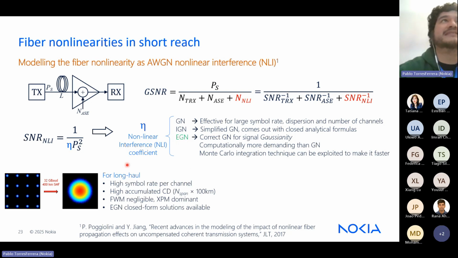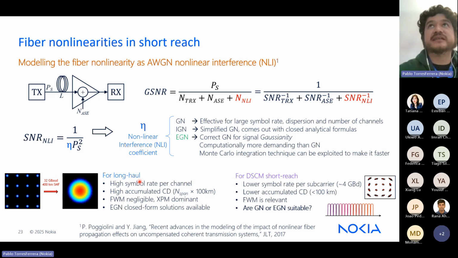As I said before, let's say this is a transmitted 16QAM constellation after 14 spans of single-mode fiber, with 32 gigabaud, which gives you around 200 gigabit per second if we are using QPSK. At the output of this span, we basically have a Gaussian distribution, and then the GN model is effective. In this case, since we have high accumulated dispersion and a high symbol rate per channel, the four-wave mixing effect is negligible, while XPM, which is basically phase noise, is dominant. And in this case, we also have closed-form solutions available for the EGN.